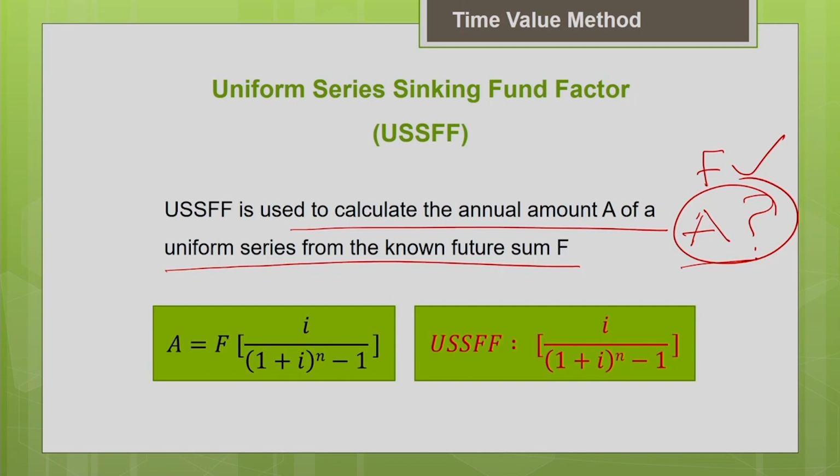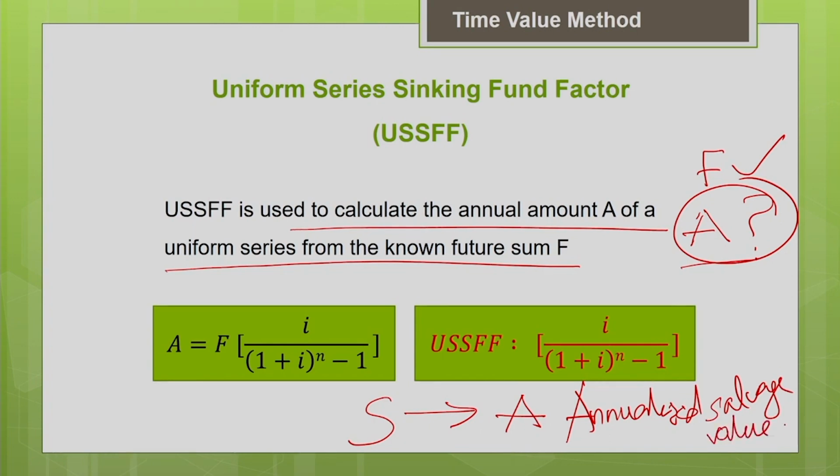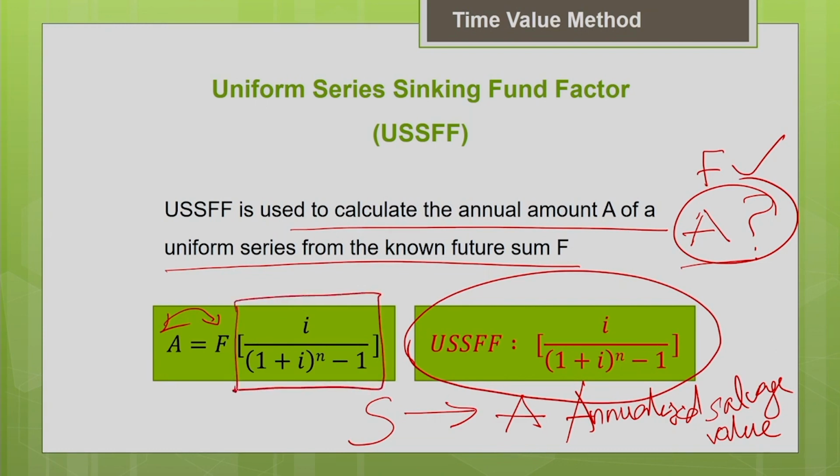You are going to convert the future sum into an equivalent uniform series A using this uniform series sinking fund factor. Now, how are you going to use this in the ownership cost estimation? You know the future salvage value of the machine. Salvage value is nothing but the price at which you are going to sell the machine at the end of the useful life. So the future salvage value is known. You can convert it into an equivalent uniform series A, that is, the annualized salvage value, using this uniform series sinking fund factor. So here the A is made equivalent to F by this uniform series sinking fund factor.